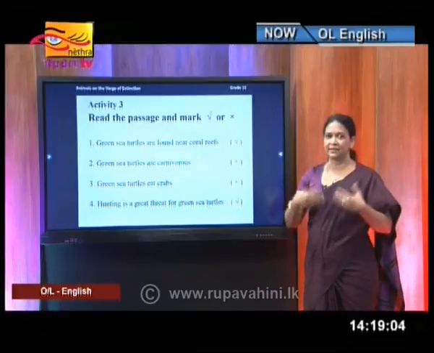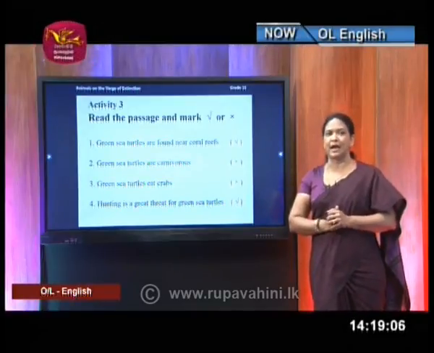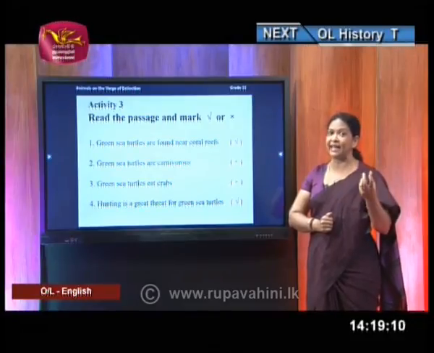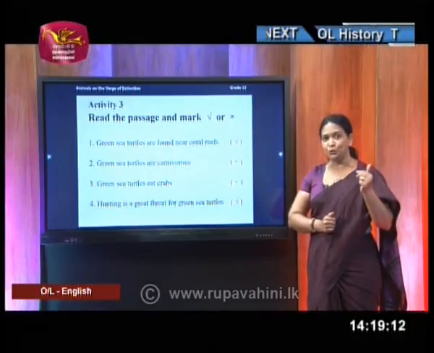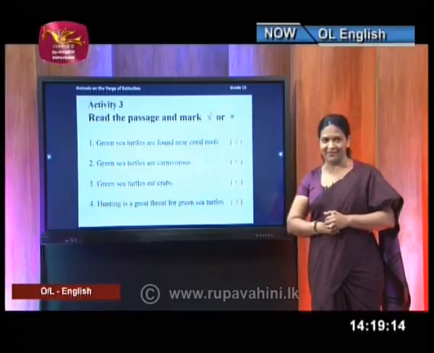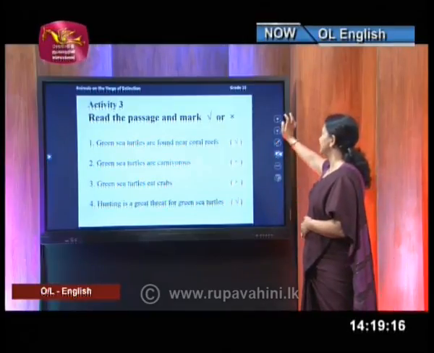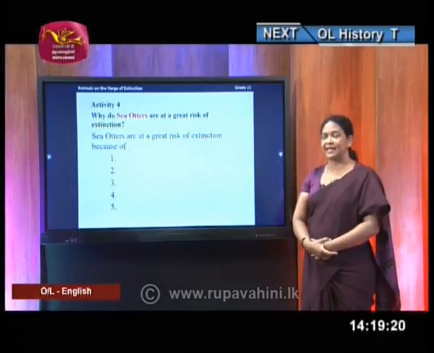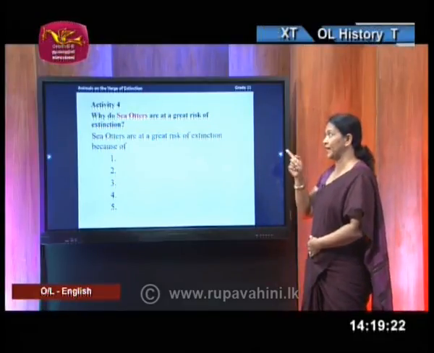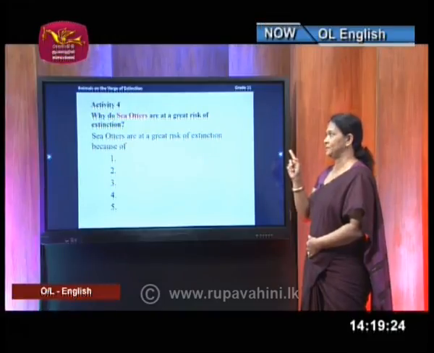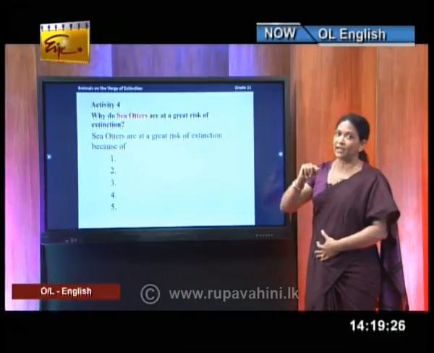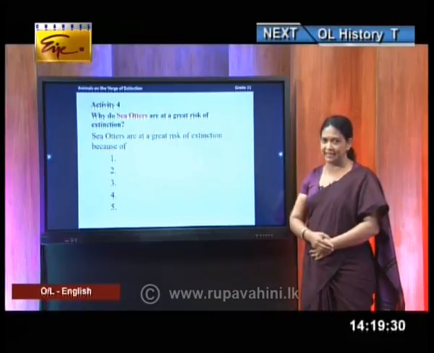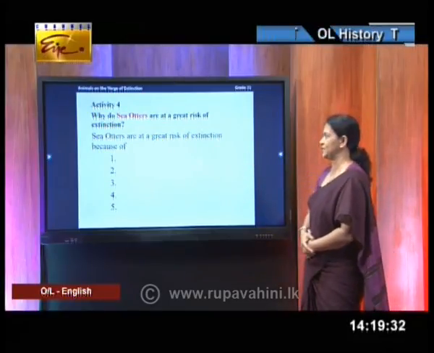All right. The next activity, activity number 4. Again, you are going to read about another endangered animal and do a different type of activity. We will see what it is. Now, in this text, you are going to read about sea otters. You have to read the text and then you have to complete the given sentence. Look at the sentence first.